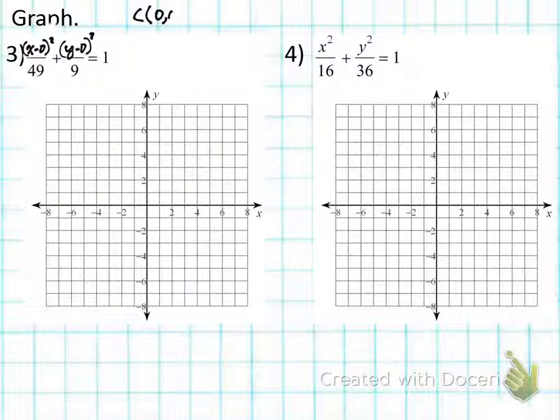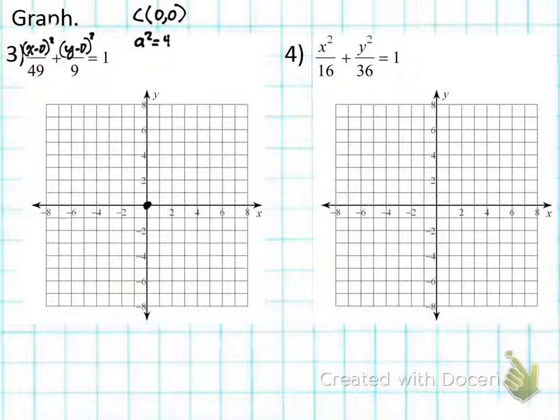So let's write that down and also plot our point in the center at 0, 0. Next thing. A squared is always under the x term. Okay, always under the x term. What's the number under the x term? 49. So a squared is equal to 49.